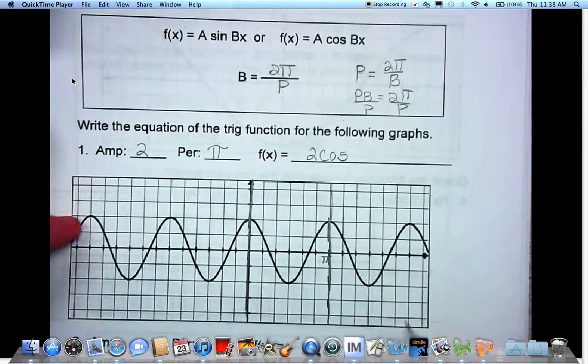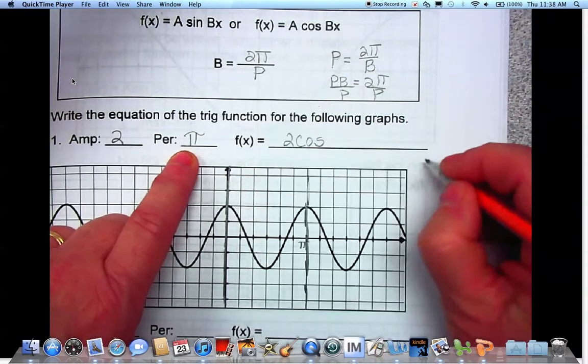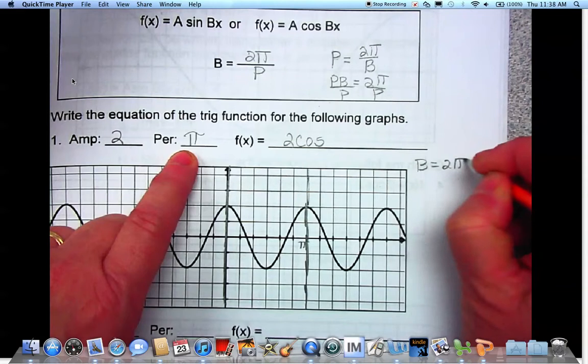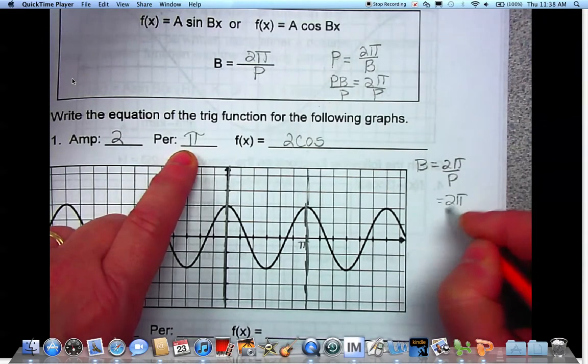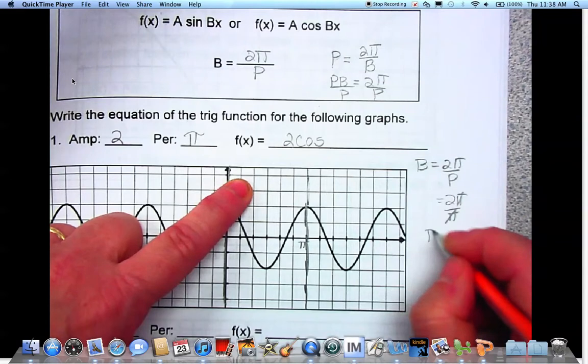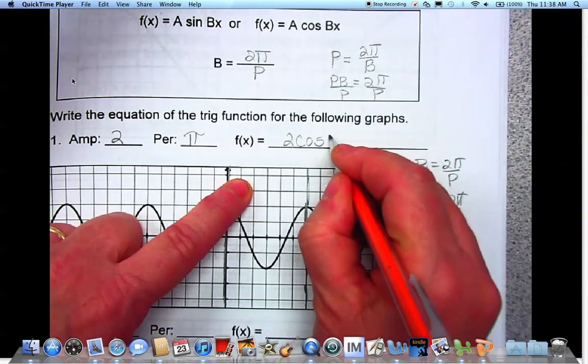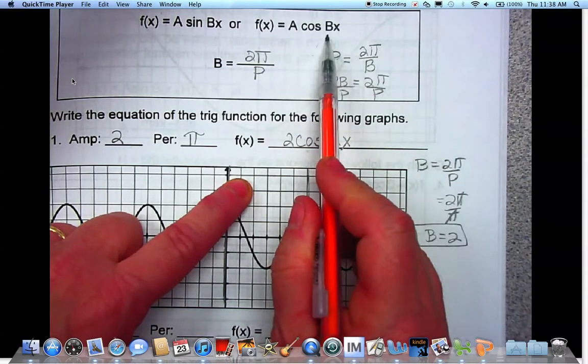And we need to know what b is, so we're going to put it into our formula. So b equals 2 pi divided by the period, which is 2 pi divided by pi. Pi can go into 2 pi 2 times. So we're going to have the cosine of what? 2x. B is 2. You plug 2 in here.